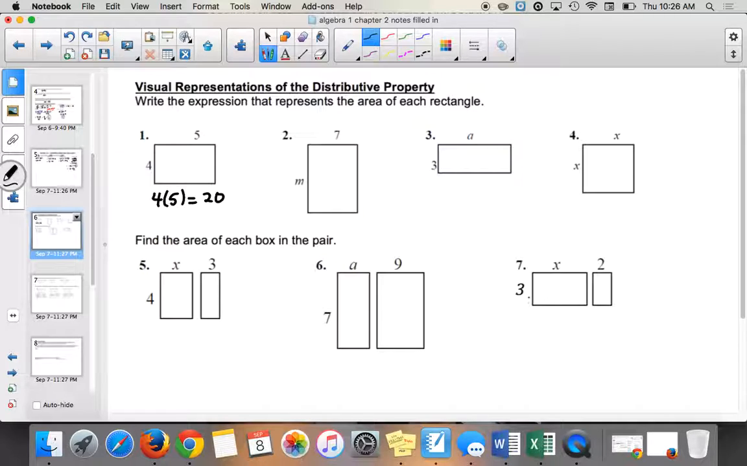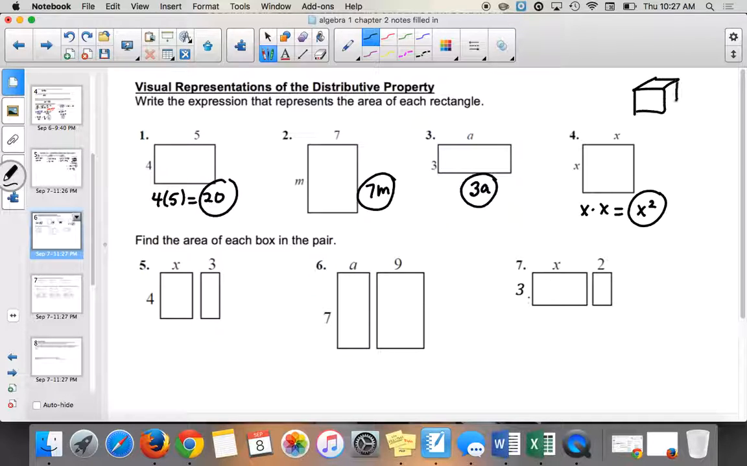But if we have a variable, so if I have m and 7, then what do we think it is, Cam? 7m. It's 7 times m, which is 7m. The next one is going to be 3a, right? And the last one is x times x. Well, what's x times x? X squared, exactly. That's why we say squared instead of x raised to the 2, because notice how x times x is a square. It's the same thing for a cube. If we talk about the volume of a cube, it's x by x by x. We call that x cubed, x to the 3. That's where those things come from.